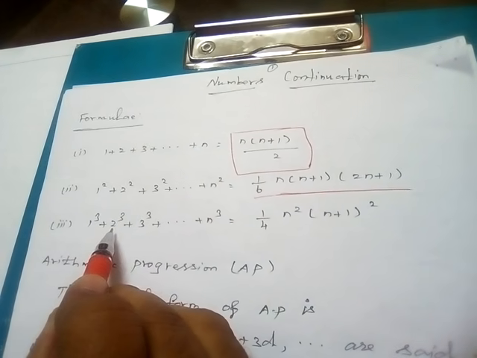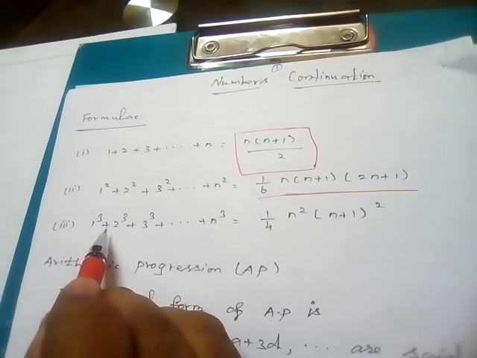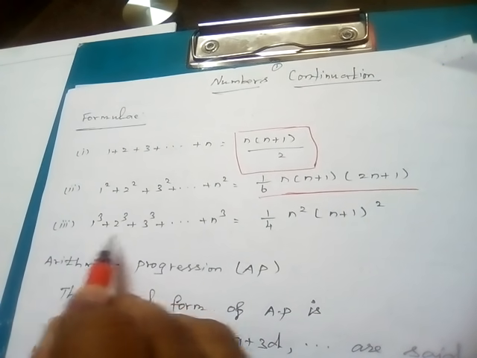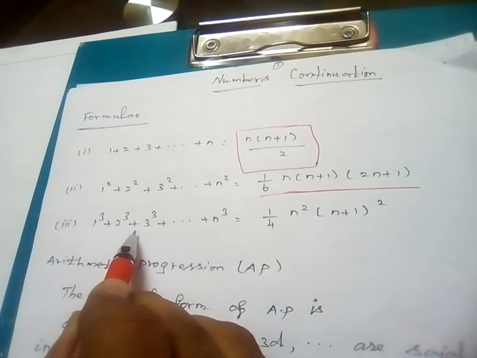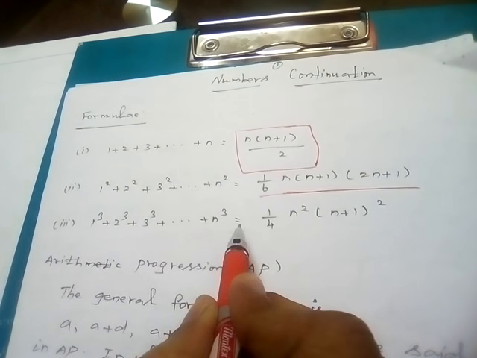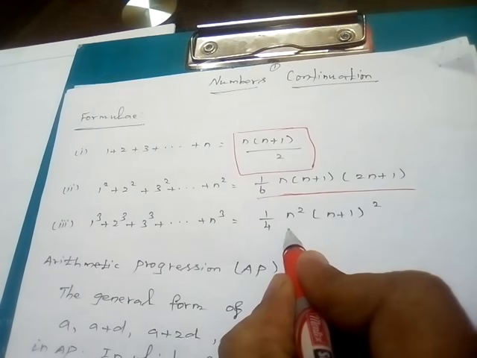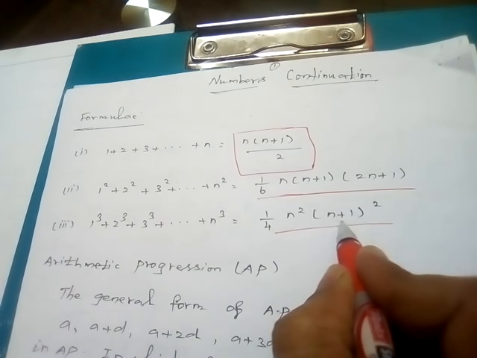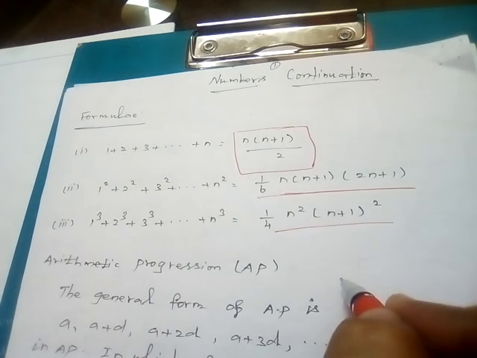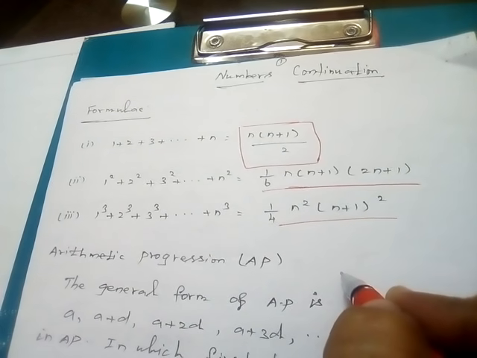Similarly, the sum of the first n cubes, let it be 1 cube plus 2 cube plus 3 cube plus, etc., n cube, is equal to 1 by 4 times n squared into n plus 1 the whole square. So these are the very important formulas.